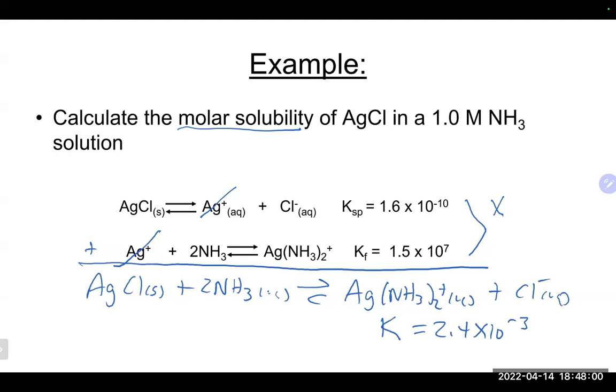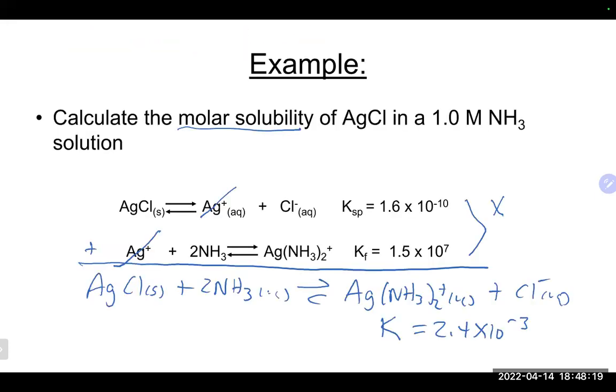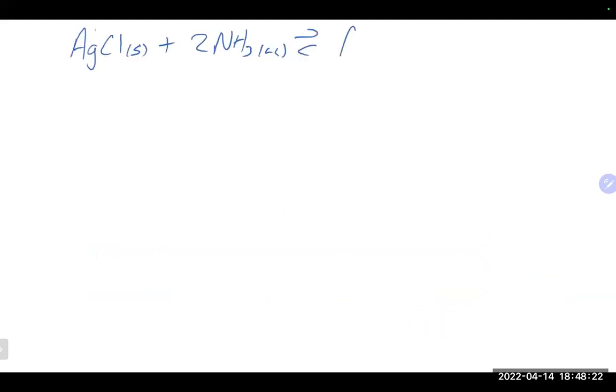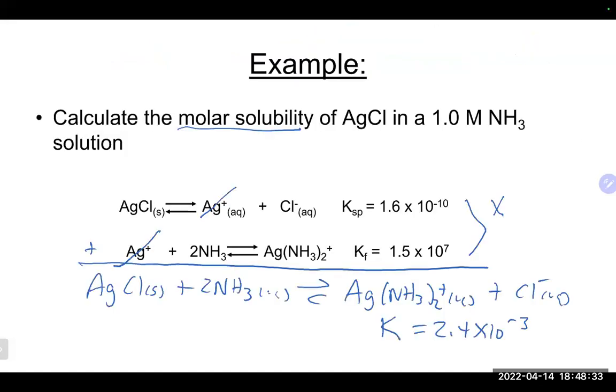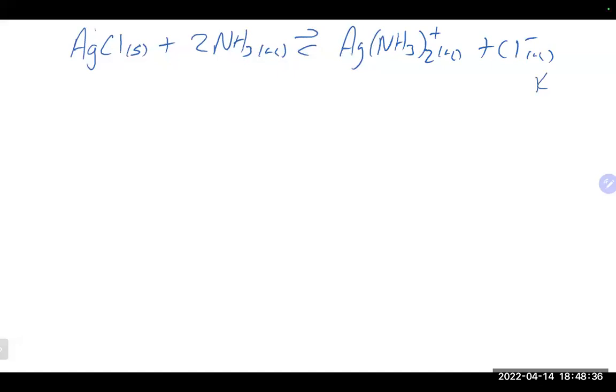So I'm going to rewrite my reaction on the next page here. We had some silver chloride there, plus a couple ammonias, I believe, right? Yep, a couple ammonias, making my silver complex ion, plus a little bit of chloride there. And my K value was 2.4 times 10 to the minus 3, so I'll stick that over here.